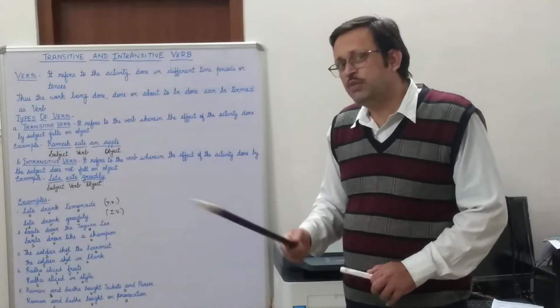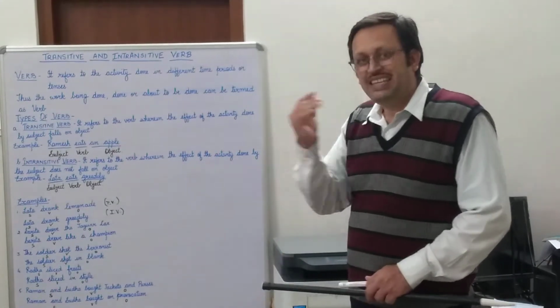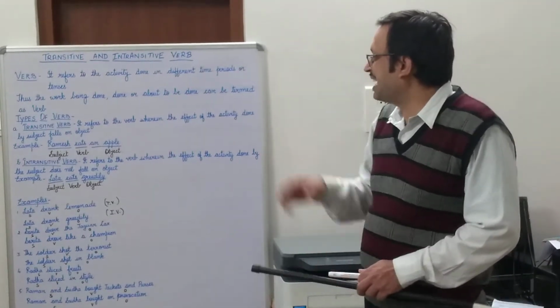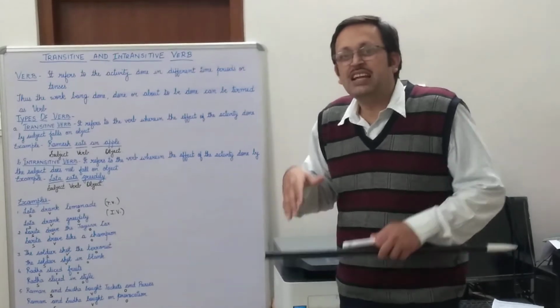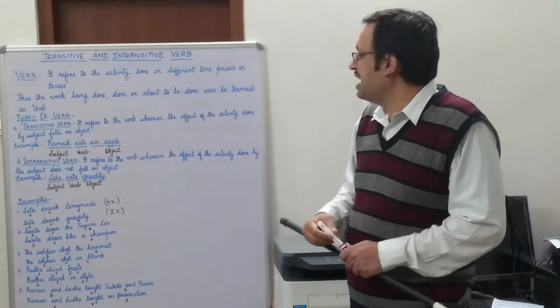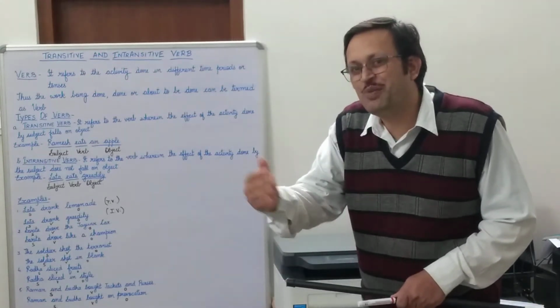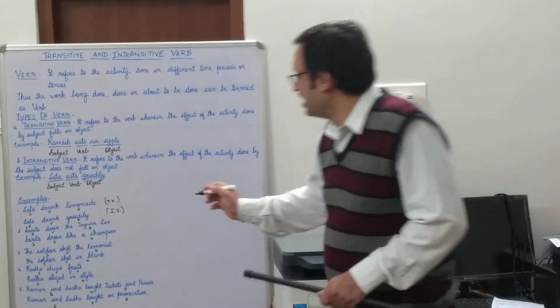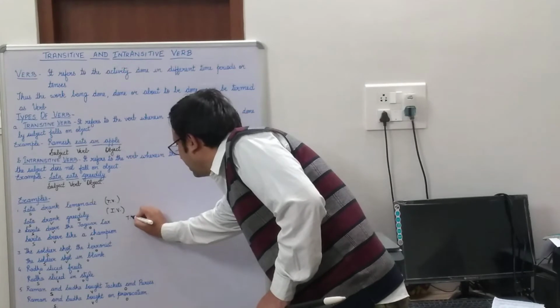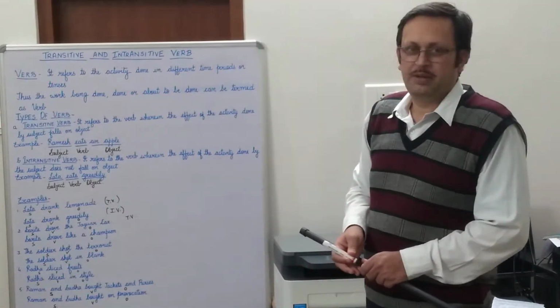So is the effect of the activity falling on the object? Yes, it is falling on the object. Actually what is happening is that the car is being driven by Sarita. So when the effect of the activity passes on to the object, it becomes a transitive verb. So here we will write transitive verb or TV.